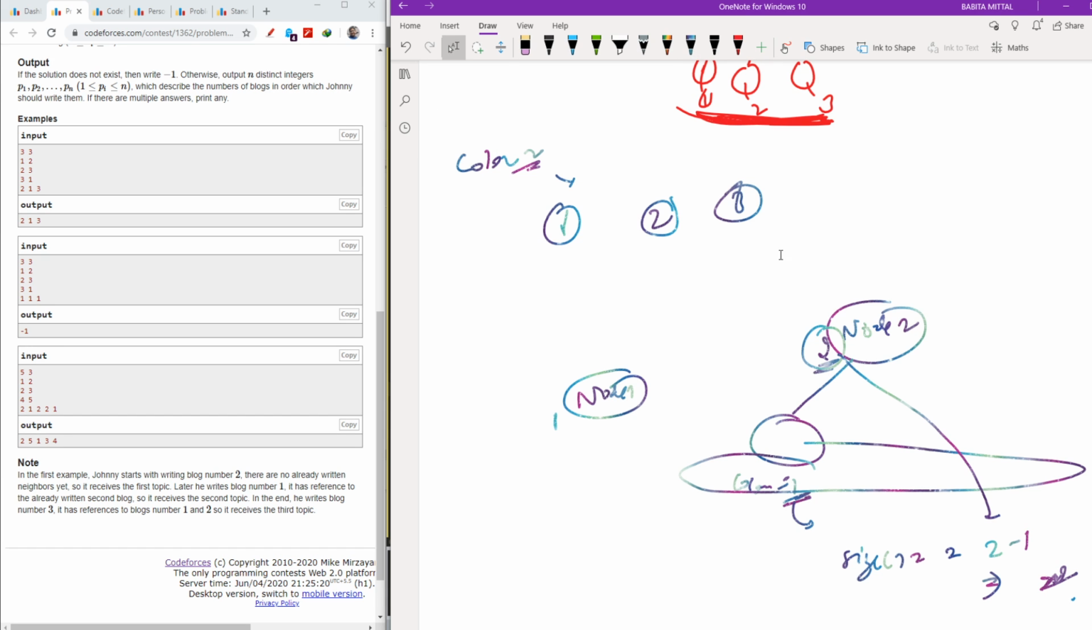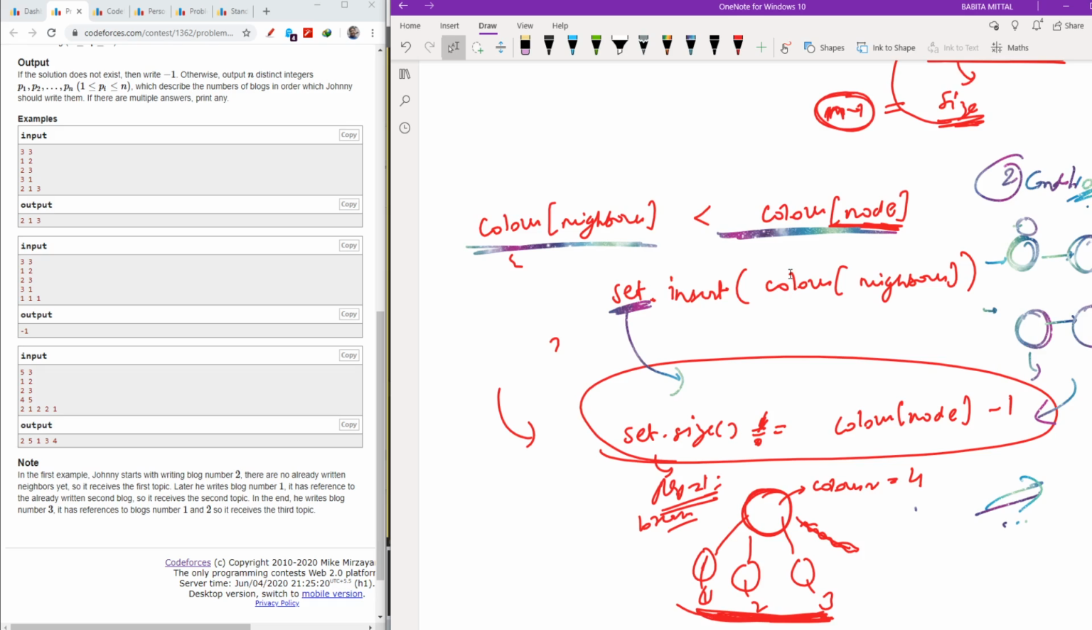So I hope that you guys got the intuition. What you need to do is check all its neighbors, and check the number of distinct elements you can have.